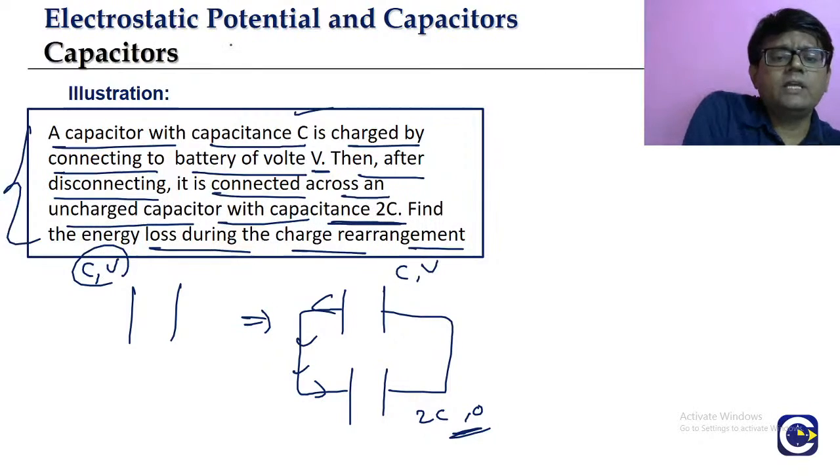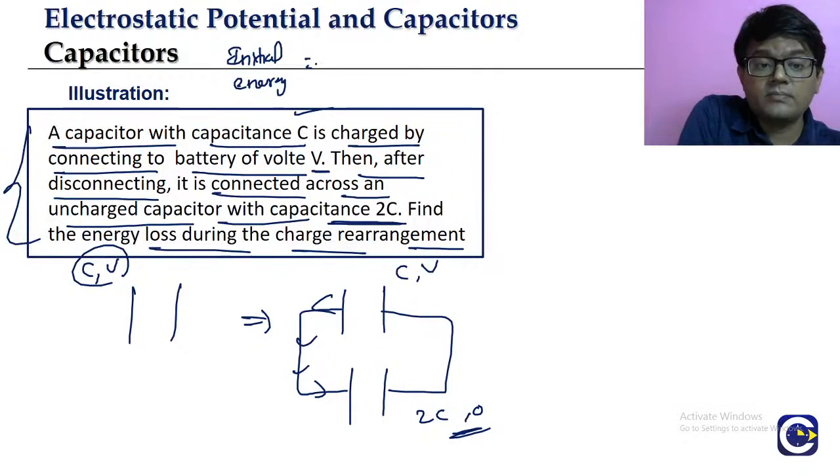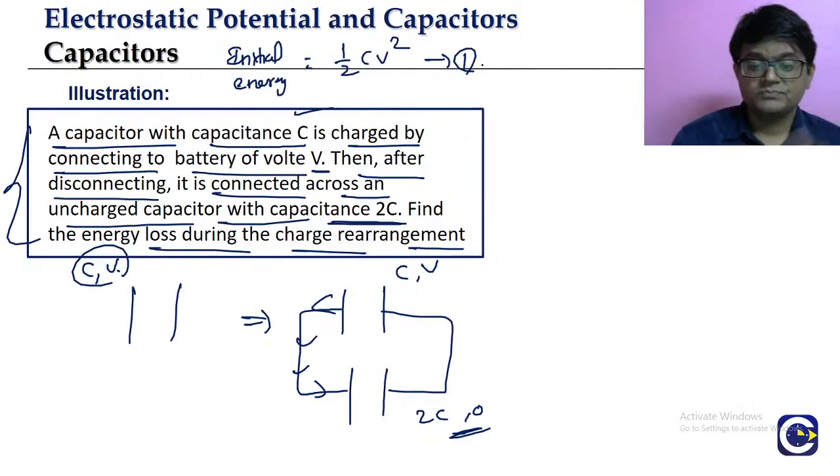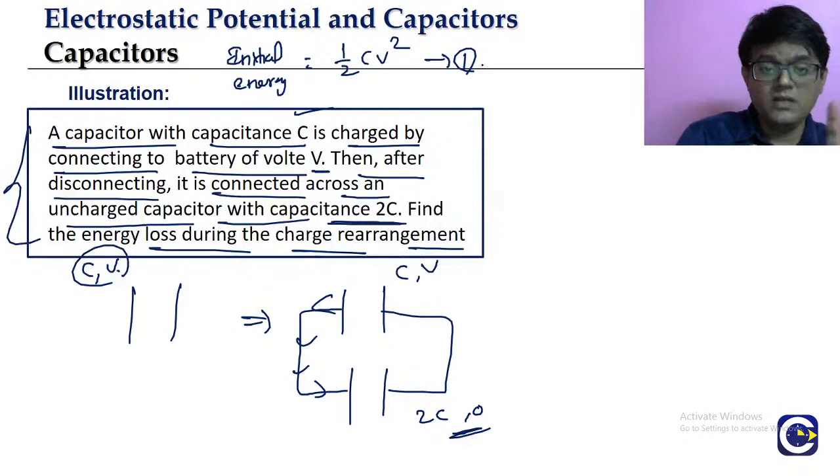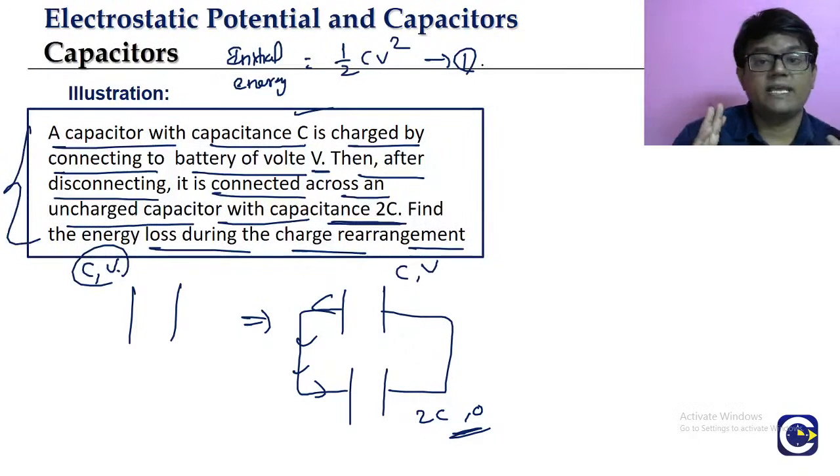First we will calculate what is the initial energy. Initial energy will be only on capacitor 1. So what is the capacitance value? C. Potential difference V. What is the energy formula? Half CV square. Let us keep it as equation 1. So we know what is the initial energy. Initial energy will be only on the capacitor 1. Capacitor 2 is uncharged, so that will not have any energy.